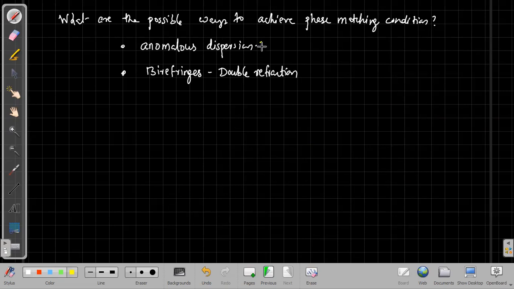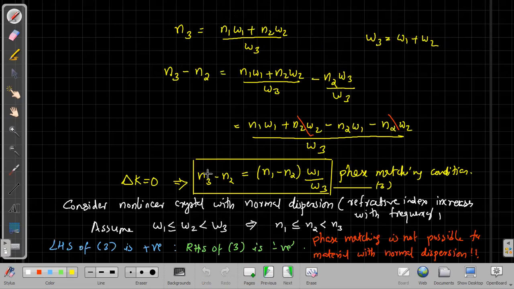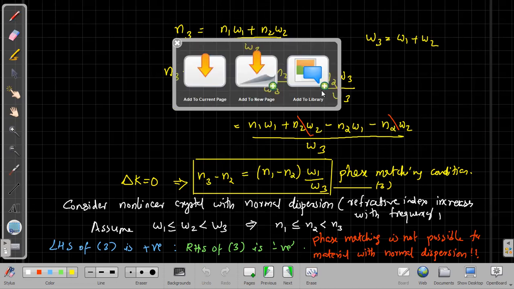Okay, so what is meant by anomalous dispersion? Anomalous dispersion means the refractive index will decrease at high frequency. So if the refractive index is reduced at a high frequency, then it is possible to achieve this condition. Okay, so you can copy this to the next page.